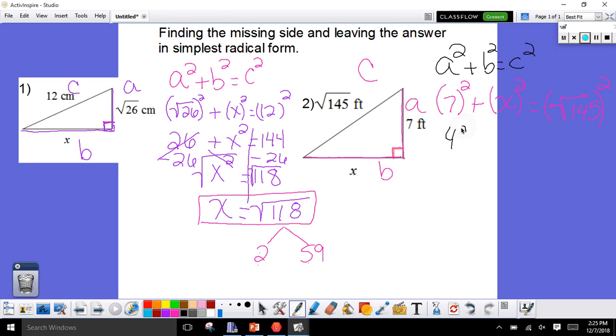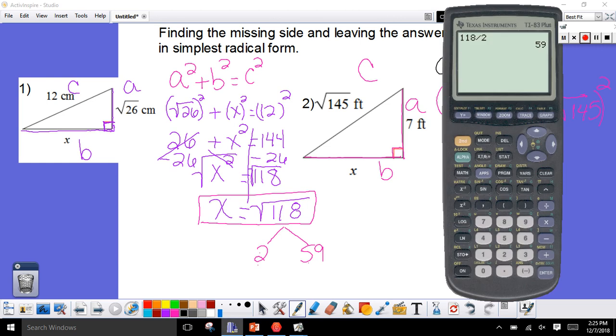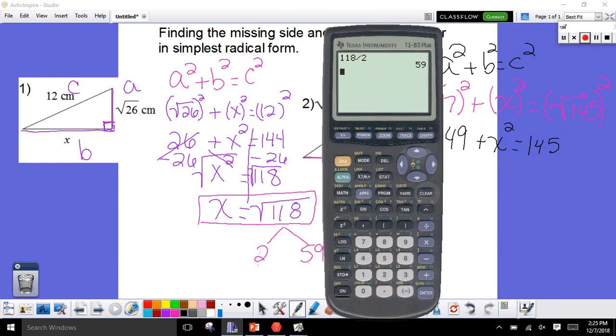So I'm going to have 49 plus x squared equals 145. Remember, it's not something else, because it's just 145. What I do is I put it in my calculator. If I put parentheses, square root of 145 squared, it's going to give me 145. So I did not just make up that number. I put it in my calculator and it gives you 145.